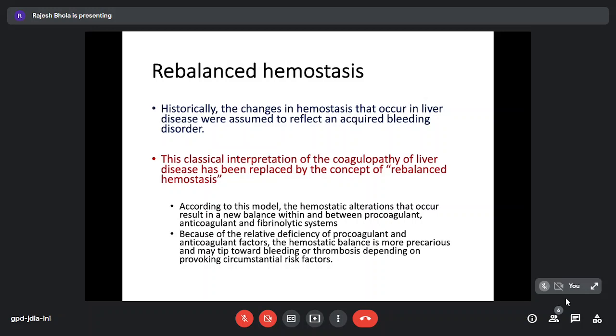According to this model, the hemostatic alterations that occur result in a new balance within and between the procoagulant factors, the anticoagulant factors, and the fibrinolytic system. And because of relative deficiency of the procoagulant and anticoagulant factors, the hemostatic balance can be a more precarious condition. Though it is a rebalance, it is an unstable rebalance. So whenever the stability is disturbed in any way, it can tip either towards a bleeding manifestation or towards a thrombosis manifestation, provoked by circumstantial risk factors.